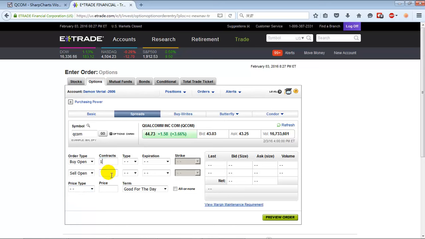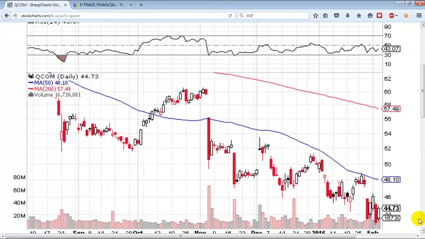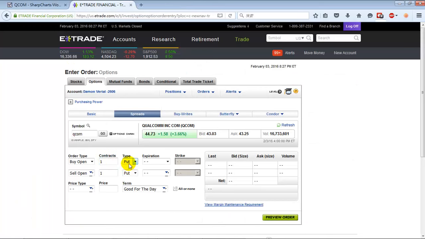Now you're going to buy and sell the exact same thing. You can use calls or puts, it doesn't matter, but you've got to go with both the same. So I'm going to choose puts. And generally, if you have a thesis that the stock is going to trend sideways, you should have a backup thesis. Is it going to fall or is it going to rise? In QCOM's case, I think it's more likely that the stock will continue to fall than it is to rise. So I'm going to go with puts. Now, if you think it's going to rise, you go with calls.